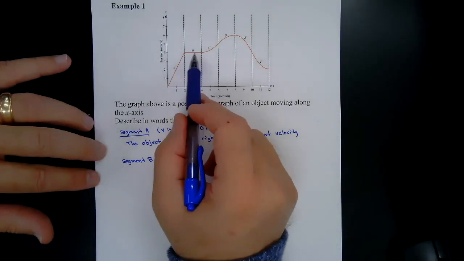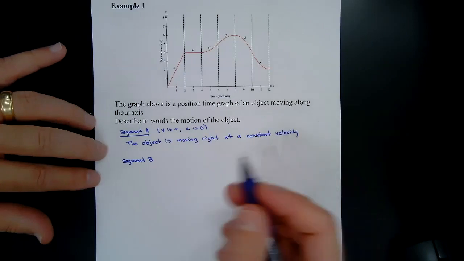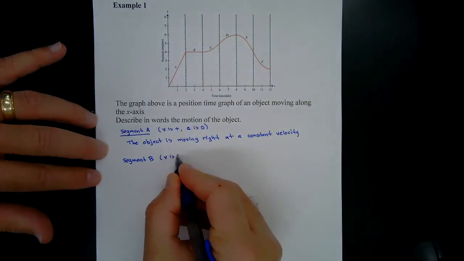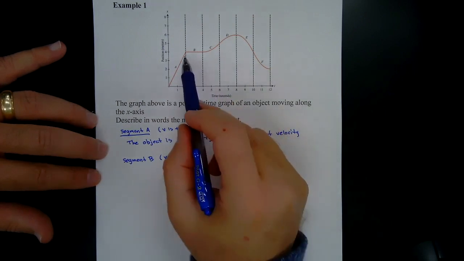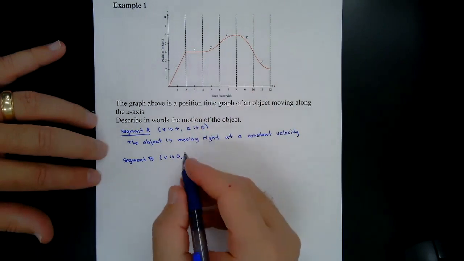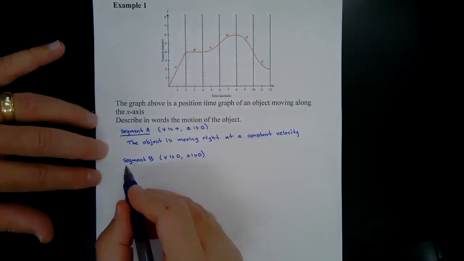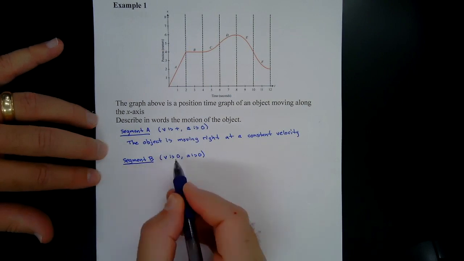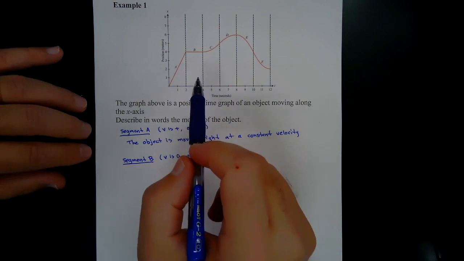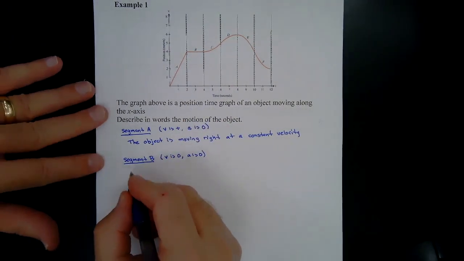Well, this is a horizontal line, and all horizontal lines have a slope that's 0. So for segment B, that means the velocity is 0. Also, there's no curvature. It's not curving up or curving down, so that means A is also 0. So for segment B, what that means is that the object is not moving.